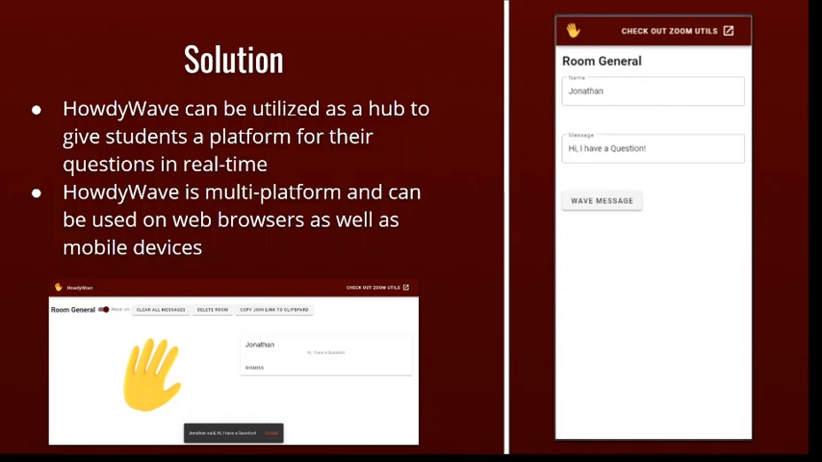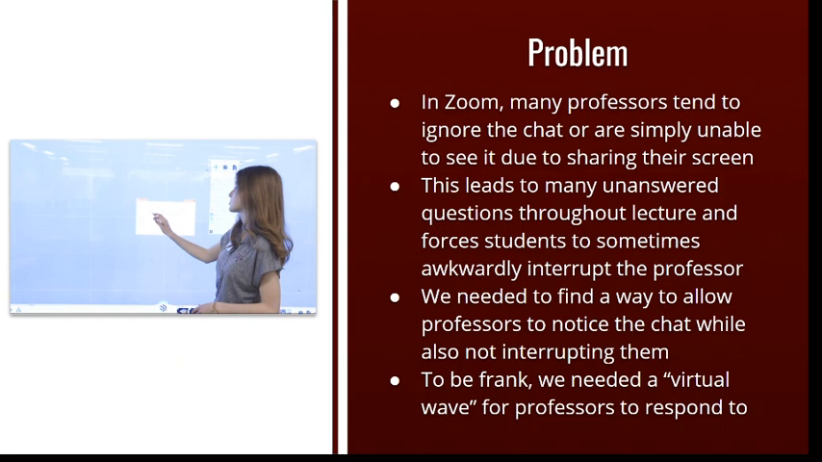So our solution is HowdyWave, which can be utilized as a hub to give students a platform for their questions in real time. HowdyWave is multi-platform. We use progressive web app technology to accomplish this, and so it can be used on web browsers as well as mobile devices. So as you can see here, we have two screenshots, one on a laptop and one on a phone, but you can also make use of Zachary's smart screens and pull up a browser on that smart screen and open up HowdyWave on there.